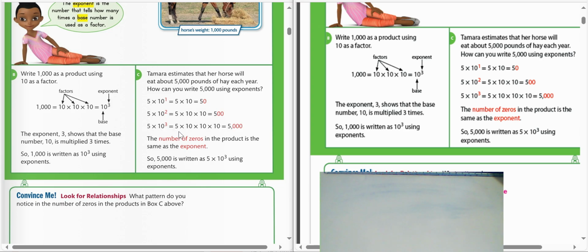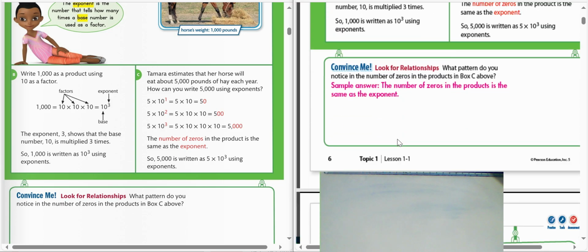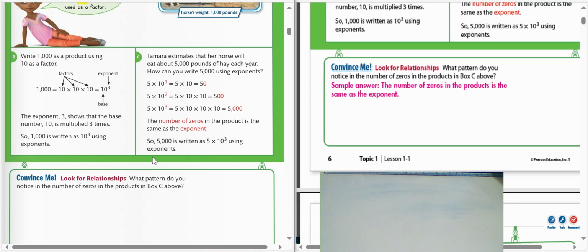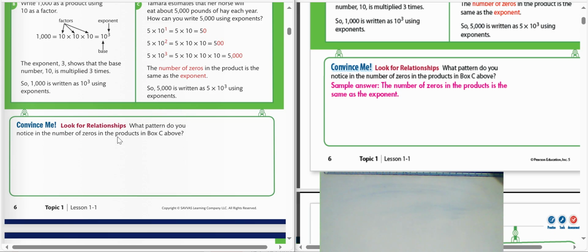5 times 10 power 3 will be 5 times 10 times 10 times 10 equals 5 thousand. The number of zeros in the product is the same as the exponent. Okay, and then we can look at relations here. What pattern denotes the number of zeros in the product of the box? The simple answer was in the example. The number of zeros in the product is the same as the exponent.